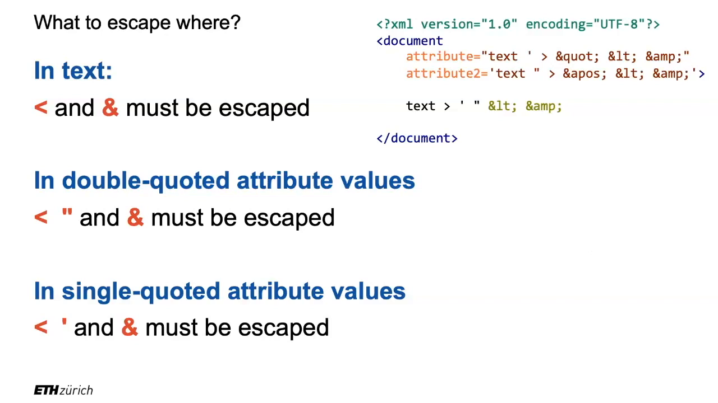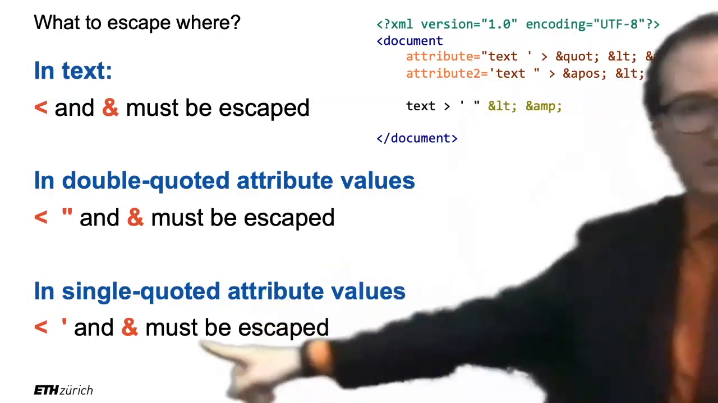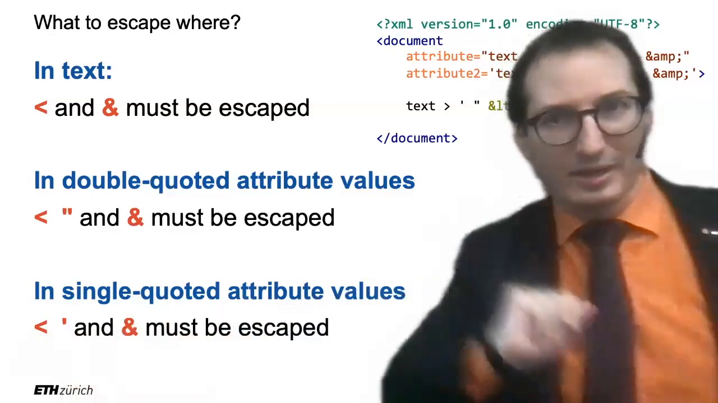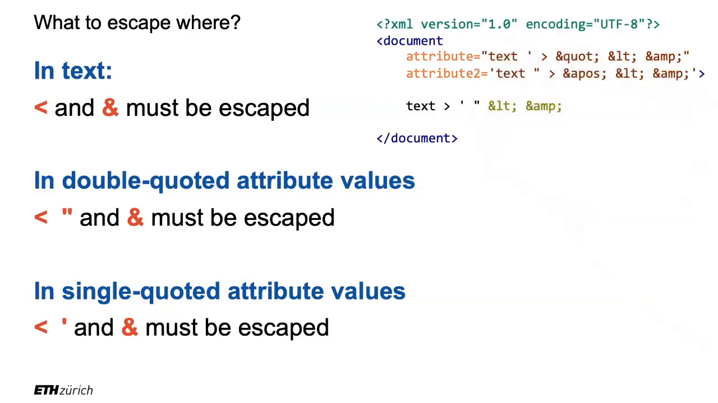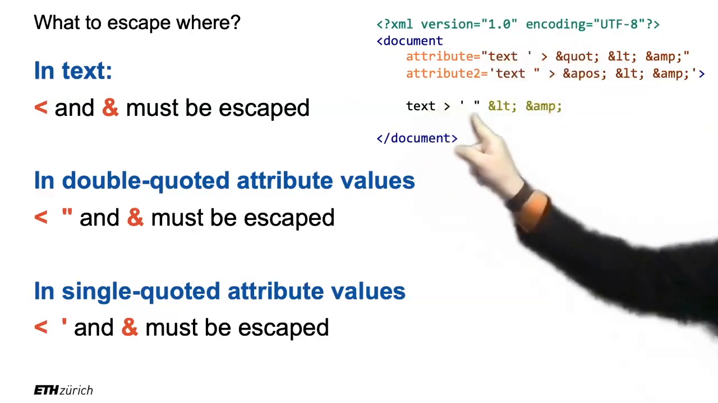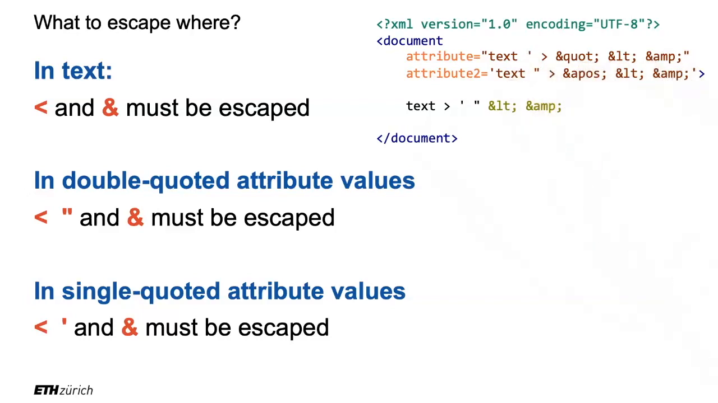So if you are in the text, you must escape the lower than and the ampersand. If you are in an attribute value that is double quoted, then you must escape the double quote as well as lower than and ampersand. If you are in an attribute value that's single quoted, you see an example right here, that's totally okay, then you must escape the single quote, lower than and ampersand. So this is a sample document that is totally well-formed that shows you what you can do. Here, you had to basically escape this, right?